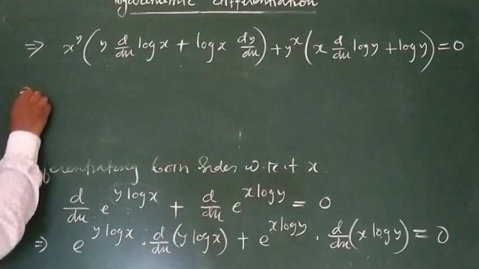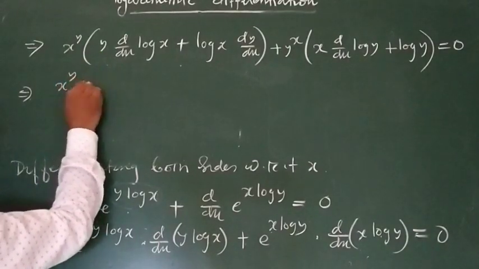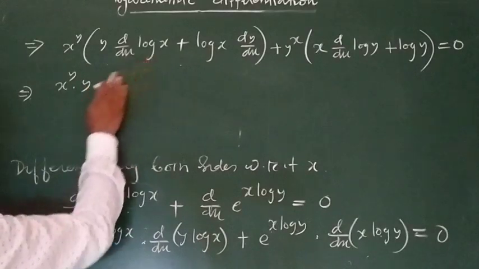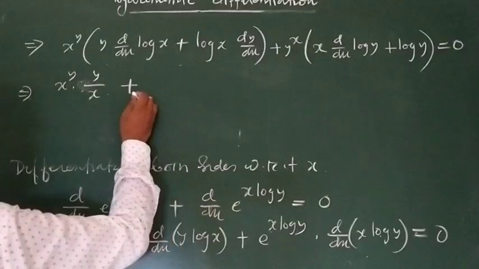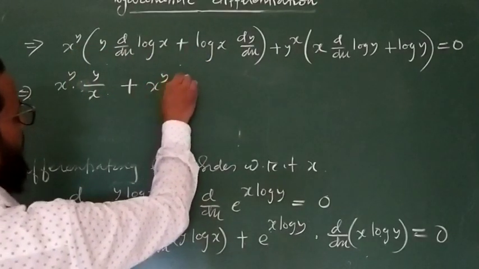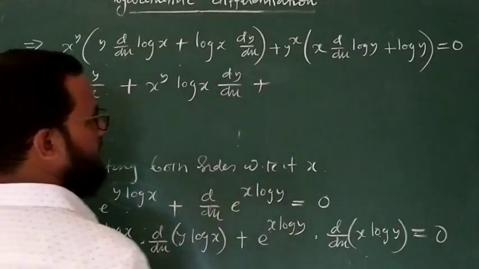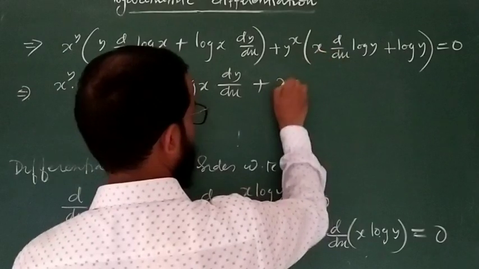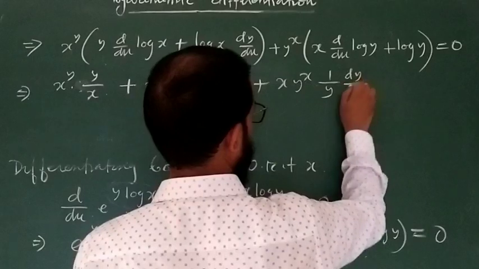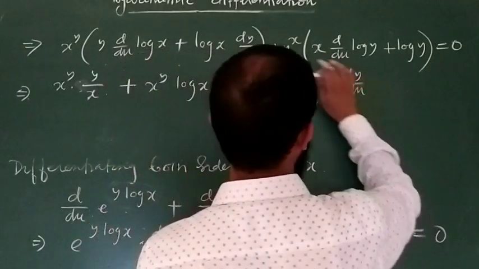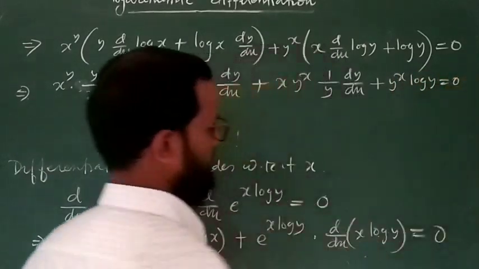Okay, now here you can multiply it: x to the power y into y. d/dx of log x is 1 by x, so you can write y by x plus x to the power y into log x into dy by dx. In this case, x into y to the power x, and d/dx of log y is 1 by y into dy by dx. I hope you understand. And this one is y to the power x into log y equal to 0.